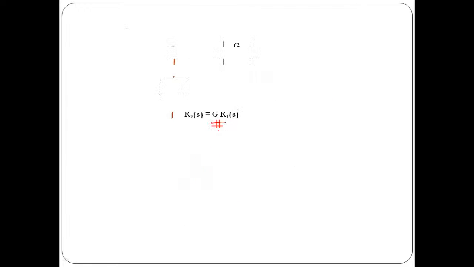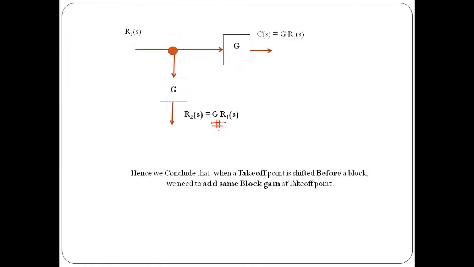So if you are done with this, now let us try to understand rule number 8. Now what will happen if you shift a takeoff point after a block? Again, we need to take the same system. In this case, we have a block which is available after a takeoff point. That means the takeoff point is available before a block, and now we are trying to shift this takeoff point after a block. Then what will happen? First we need to calculate and analyze what the values of the output and feedback signal are in our base case.